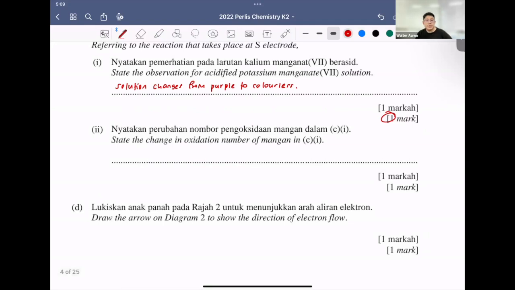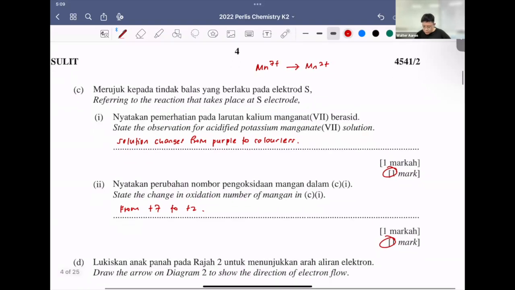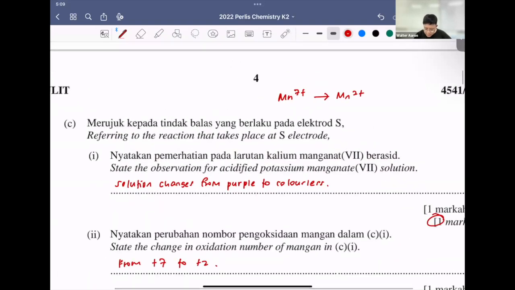Then state the change in oxidation number of the manganese ion. So you can just say here from +7 to +2. There you go, 1 mark straight away, just like I explained to you just now. If you don't know how it works, it's very simple.